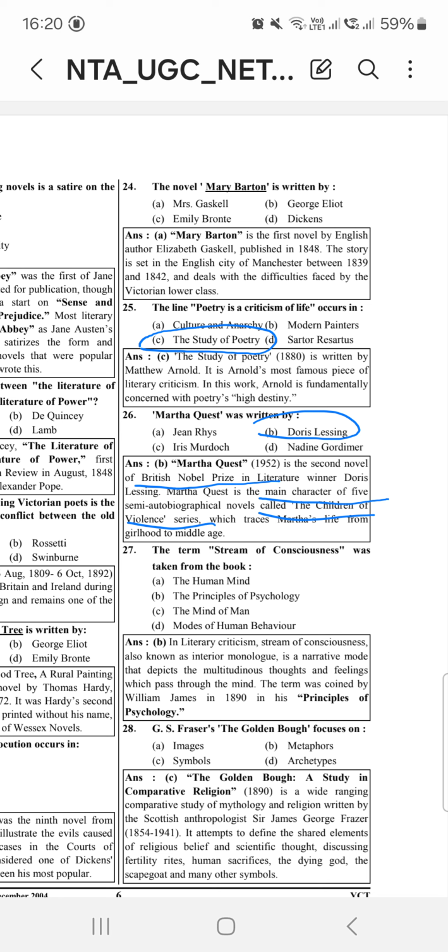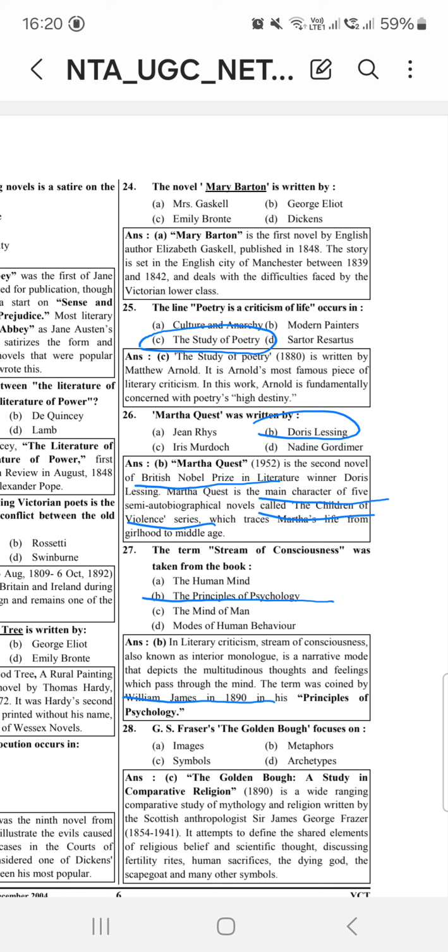Question 27. The term "stream of consciousness" was taken from the book The Principles of Psychology. The term was coined by William James in 1890 in his Principles of Psychology.